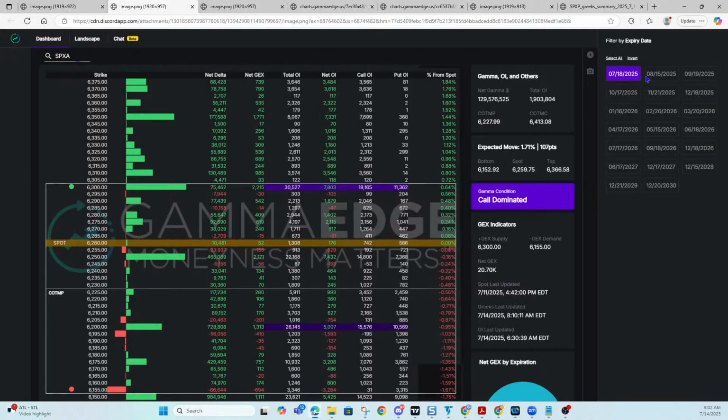So just this expiry is highlighted, call dominated above and below spot price. You can see that 6,300 level to the upside is a prime target. That's our PGEX level indicated by the green dot. You see 6250 is an important level also, and then 6200 to the downside. So any of those levels, obviously, we'll be watching for pullbacks, opportunities to get involved in the overall market.